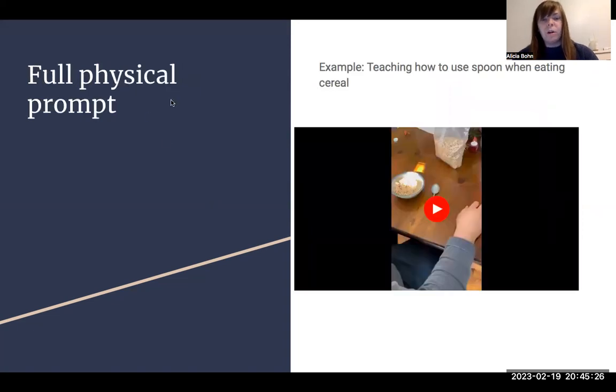So full physical prompt. This example is teaching the learner how to use a spoon when eating cereal. So I used a full physical prompt, hand over hand, and the specific skill being targeted is picking up the spoon and putting it in the cereal.